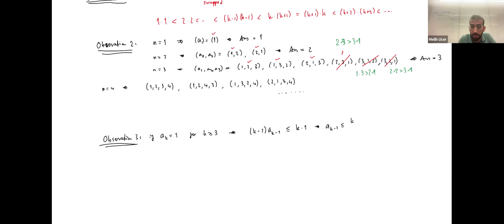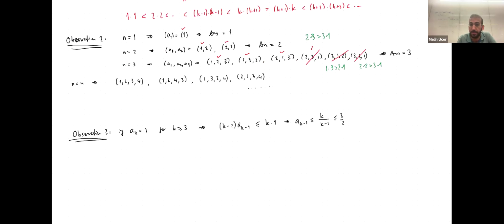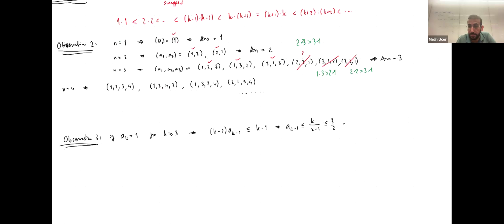which, since K is greater than or equal to 3, is less than or equal to 3 over 2. But then since this is an integer, this has to be 1, but it is not 1, right? 1 is already here. So AK minus 1 is an integer.